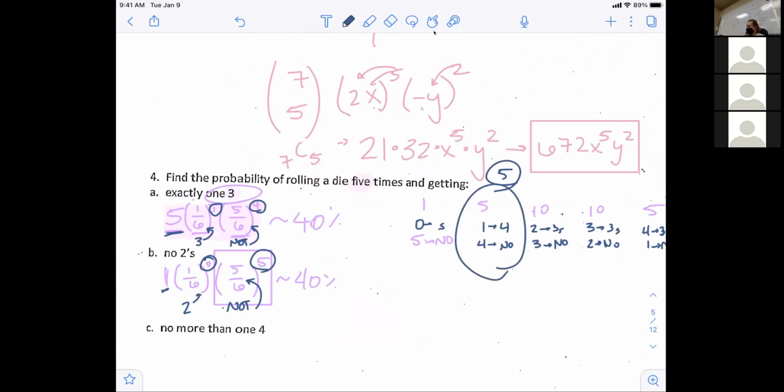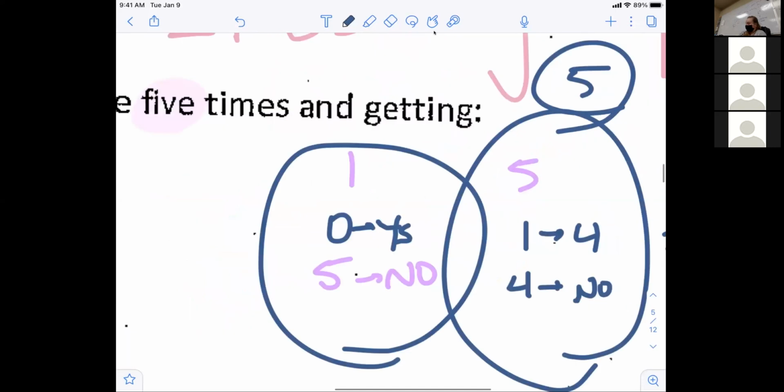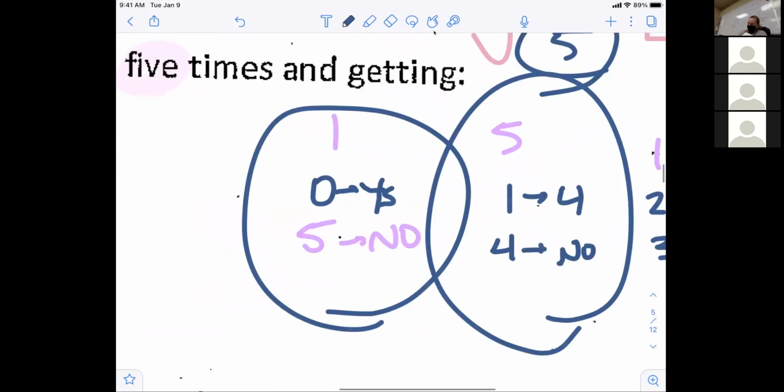Can I have 0 4s? Is it okay to have 0 4s? Yeah, it just says no more than 1. So you can have 0 or you can have 1. So we're going to take both of these places, which we've actually already worked out kind of individually, and we're going to add those together to be the probability of getting no more than 1 4. 0 4s is okay, 1 4 is okay, so we're going to do both of these probabilities.